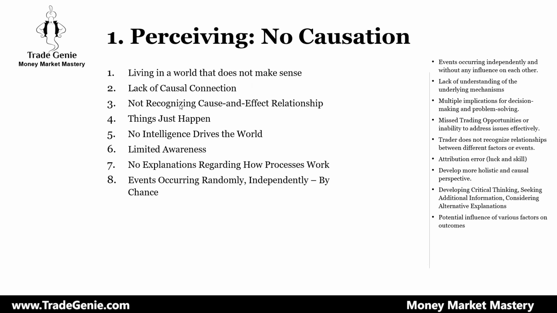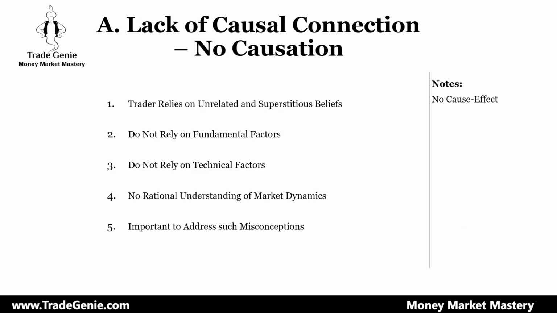So, lack of causal connection: not recognizing the cause and effect relationship. Things just happen. No intelligence drives the world. Limited awareness, no explanation regarding how processes work, how the market works. He's not aware of events occurring randomly by chance. Things are just happening here or there, and he's isolated, just looking at the Tesla chart and saying, okay, Tesla going up, and then I just go buy it. Tesla going down, oh, I need to sell it. And then next day Tesla goes up again, and he wonders what happened. This is the kind of trading the person is doing who does not have knowledge of cause and effect.